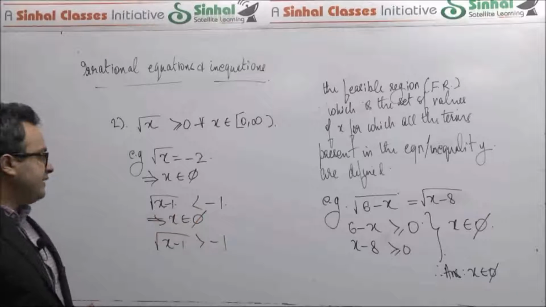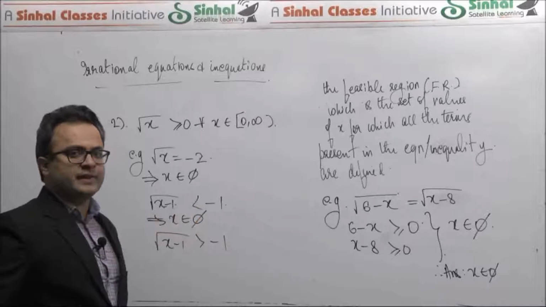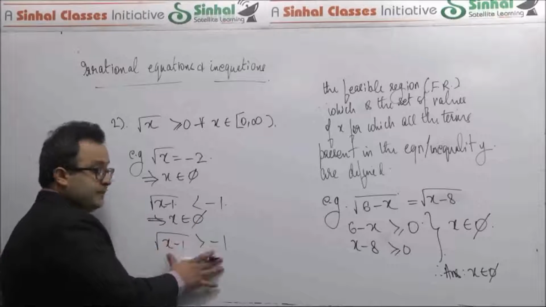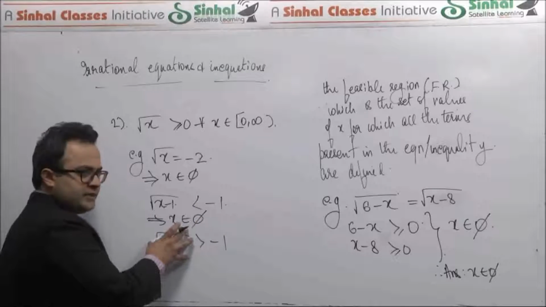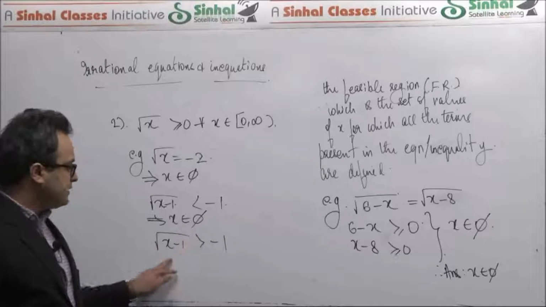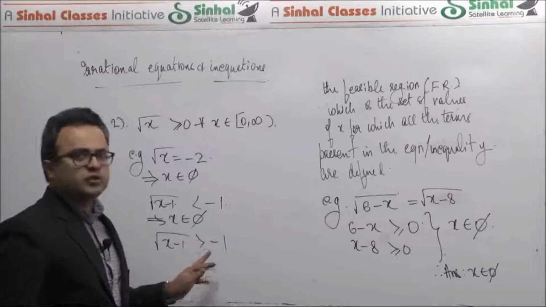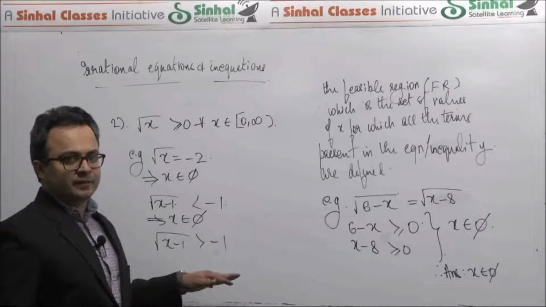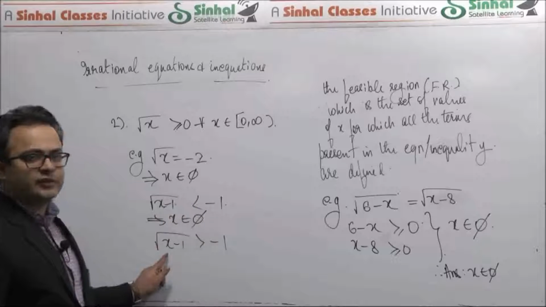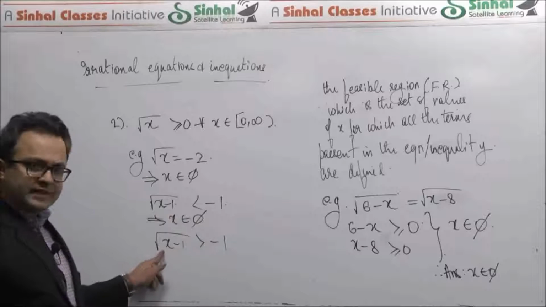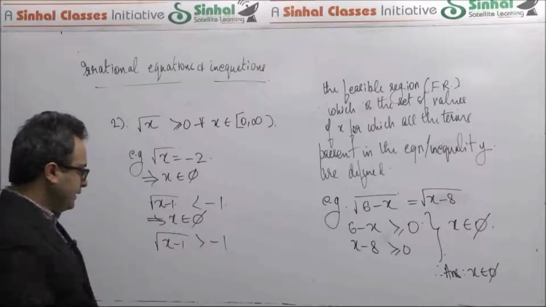Root of x minus 1 greater than minus 1. If root of x minus 1 is greater than minus 1, then this will be true, since root of x minus 1 is defined as the non-negative square root of x minus 1. The output of this term is greater than or equal to 0. So obviously it will always be greater than minus 1. But now you cannot say that the answer is all real numbers, because as we discussed, the first thing that you have to ensure is that the square root is defined. So the first thing you will say is that x minus 1 has to be greater than or equal to 0.